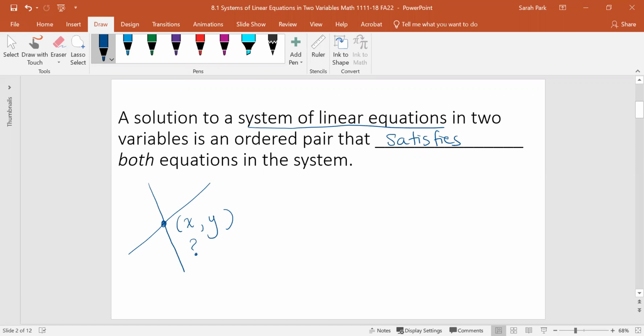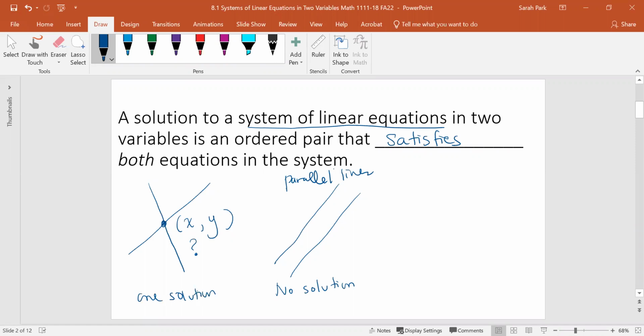Sometimes though, you'll have lines that don't intersect at all. That's the case of parallel lines. We have looked at parallel lines before. And so this has no solution for parallel lines. Let me write one solution here.